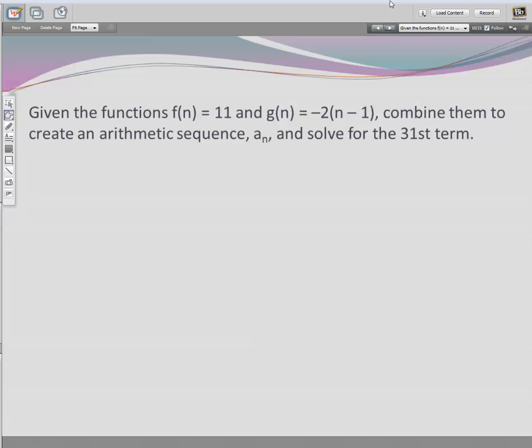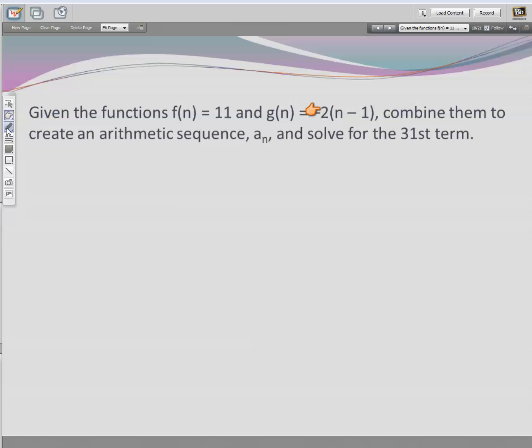All right, let's look at some examples here. It says, given the functions f of n equals 11 and g of n equals negative 2 times n minus 1, combine them to create an arithmetic sequence and solve for the 31st term. All right, so remember when we looked at combination of functions, one of them had to be a constant, and the other one had to be linear, which is what we have here.